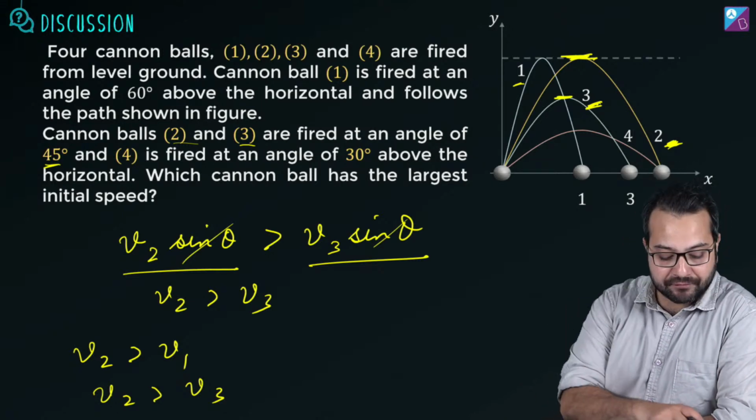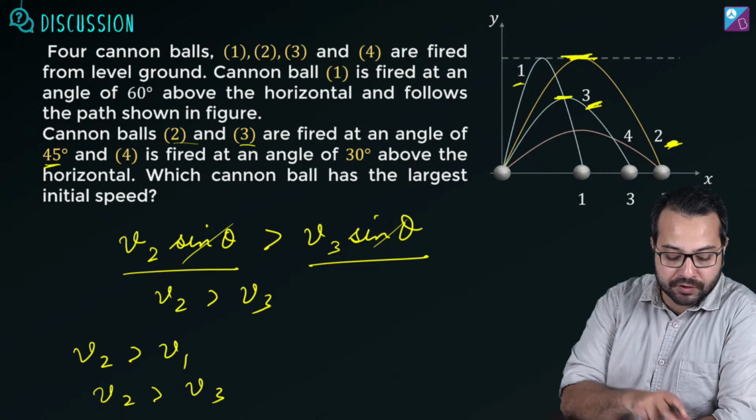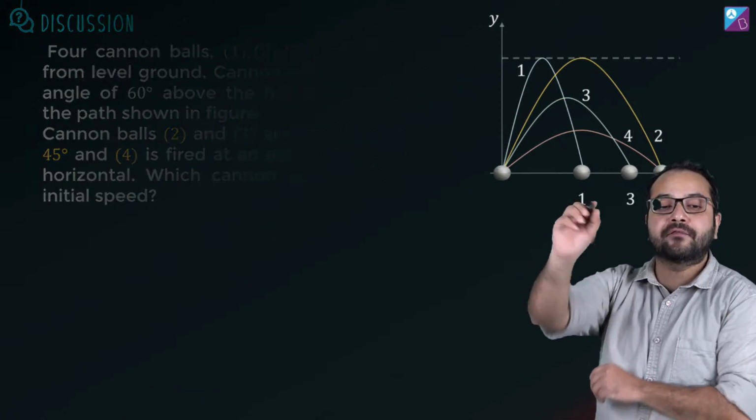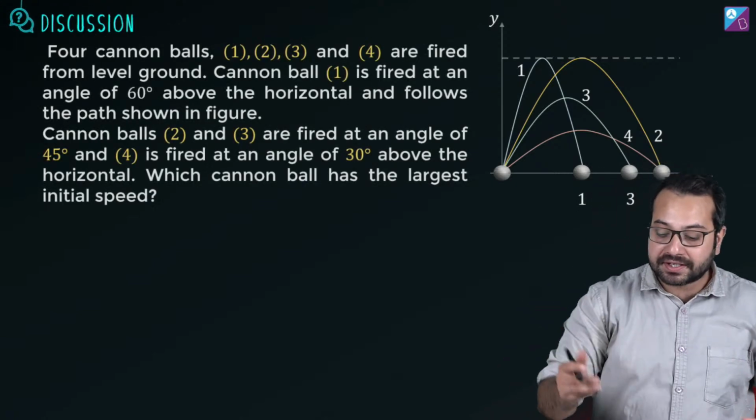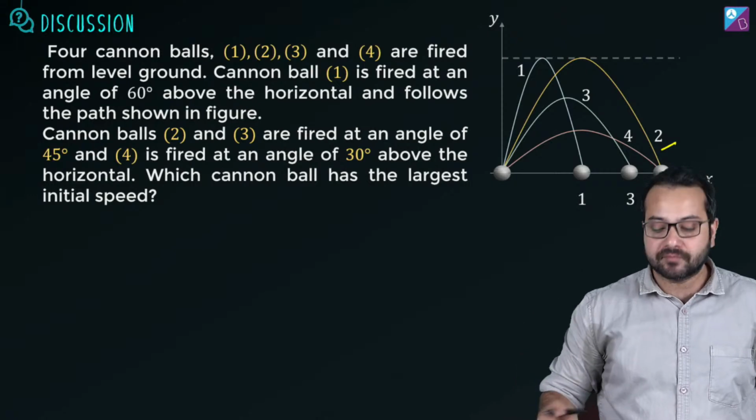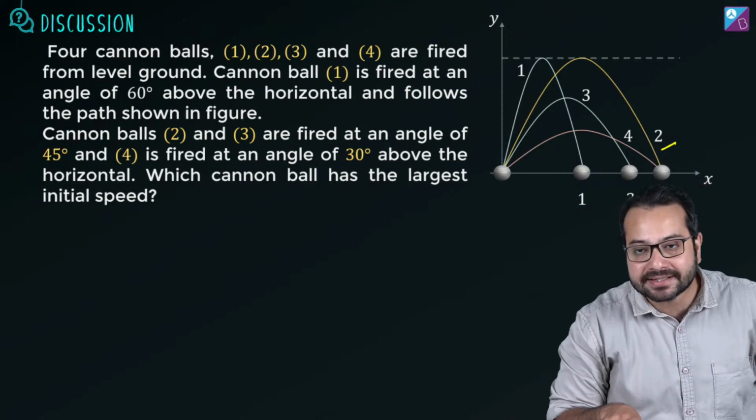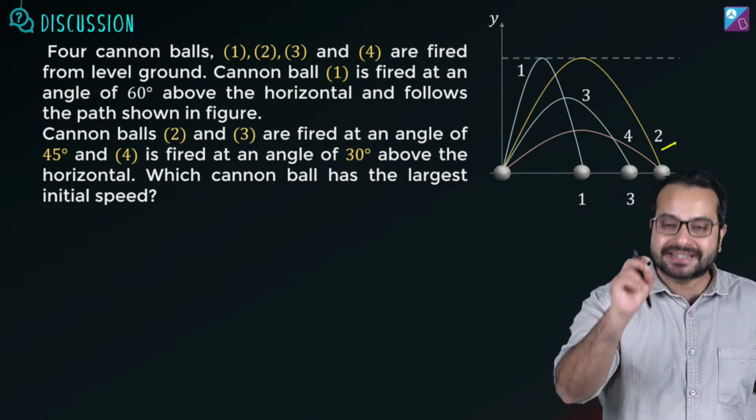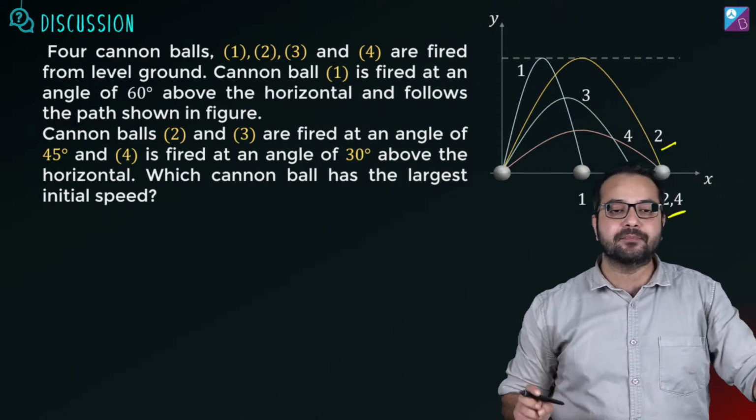We have figured out v2 is greater than v1. We have also figured out v2 is greater than v3. So all we have to do is figure out what is the relationship between 2 and 4. And what is common between them? The thing which is common between them is that they have the same range. Correct? Absolutely, they have the same range.